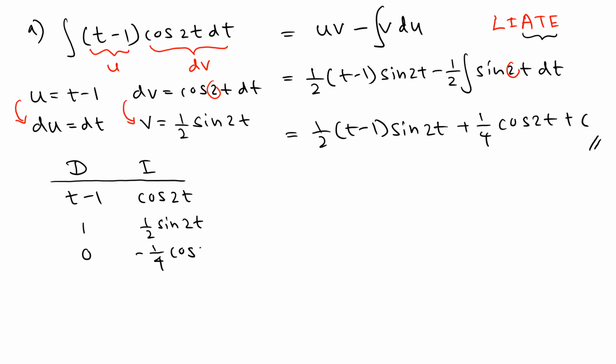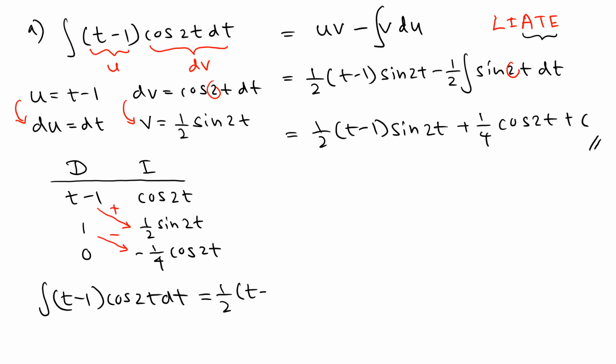So cosine 2t. Now what we do is start multiplying across the diagonal with the plus sign, and then you switch the sign, so it's going to be minus, and that's it, because you see a 0, so you stop. That means you can write the solution right away. So it's going to be the integral of t minus 1 cosine 2t dt, which equals 1/2 t minus 1 sine 2t.